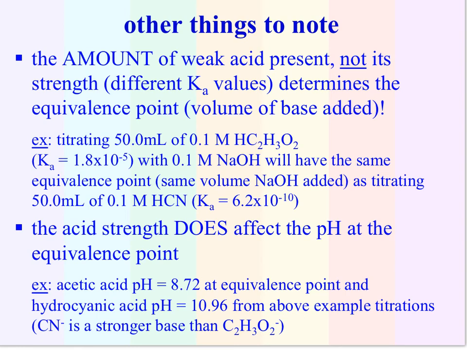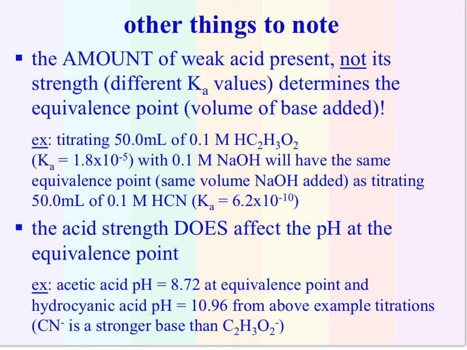Now, we are titrating both of these with the same amount of sodium hydroxide. Because we're titrating them with the same amount of sodium hydroxide, and because they're both reacting in a 1-to-1 ratio, the equivalence point for both of these processes is going to be exactly the same, right? The moles of hydroxide ion needed to cancel out all the H plus is the same in both examples. So it doesn't matter what the Ka values are.